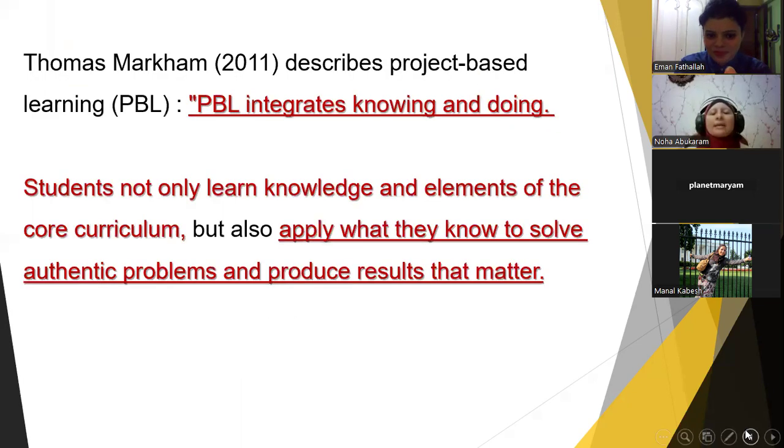We start with a description by Thomas Markham of PBL, or project-based learning. Thomas Markham describes project-based learning as a method or technique that integrates knowing and doing. He said that students not only learn knowledge and elements of the core curriculum, but also apply what they know to solve authentic problems and produce results that matter.